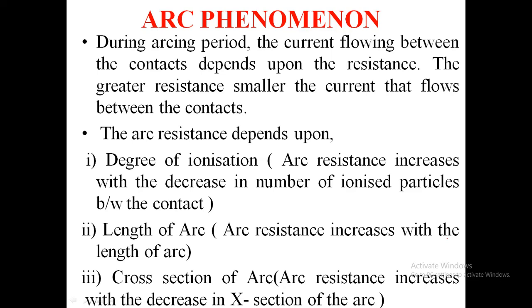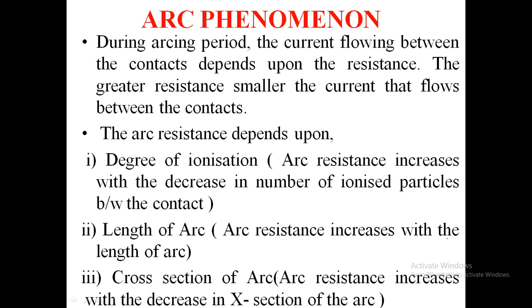So arc phenomena: during the arcing period, the current flowing between the contacts mainly depends on the resistance. So the greater the resistance, the smaller the current that flows between the contacts. This mainly depends on the degree of ionization, length of the arc, and cross section of the arc.